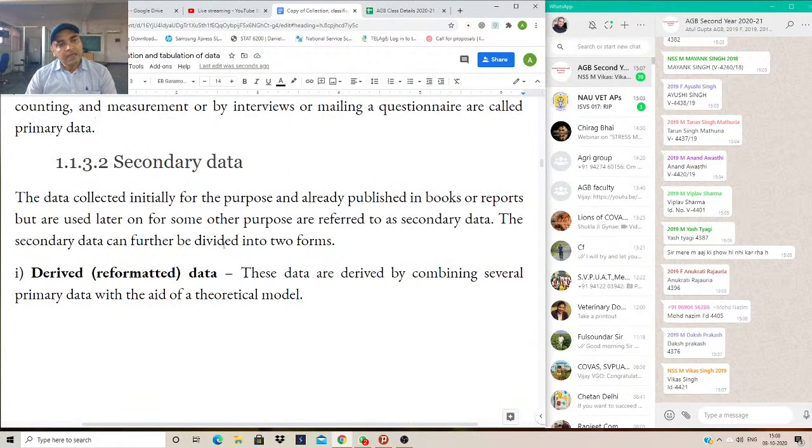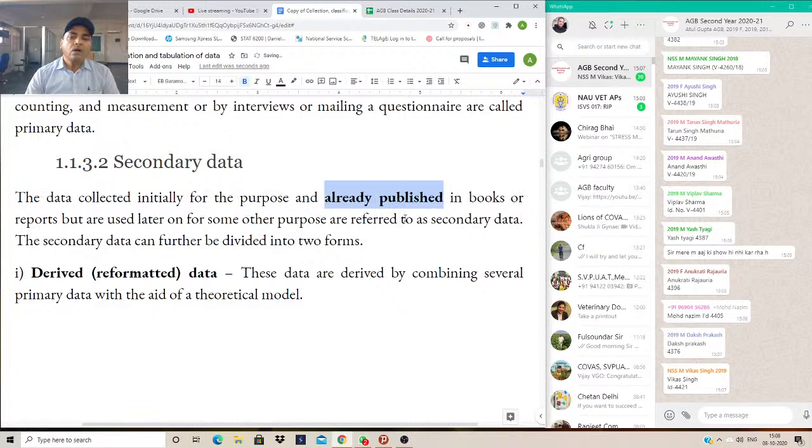The data collected initially for a purpose and already published. These are generally already published data, and sometimes unpublished data is available also. These are used later for some other purpose and are referred to as secondary data. That is, the data is already available, you take out that data and use it for some other purpose. So that type of data is known as the secondary data.